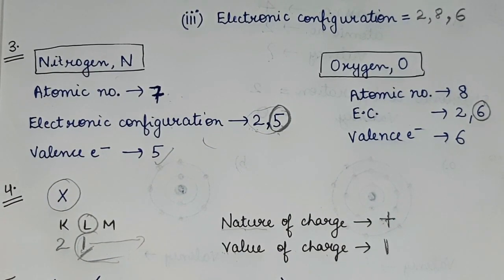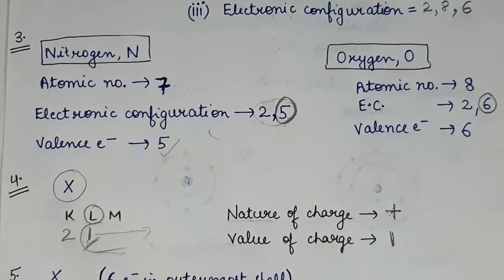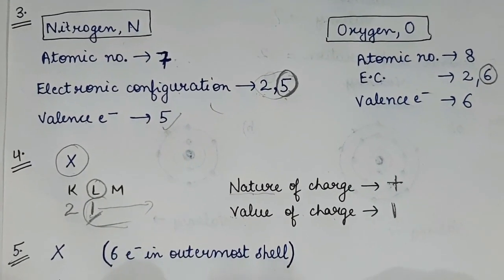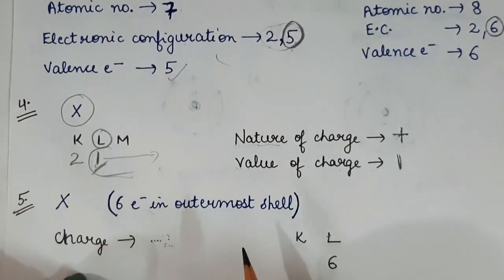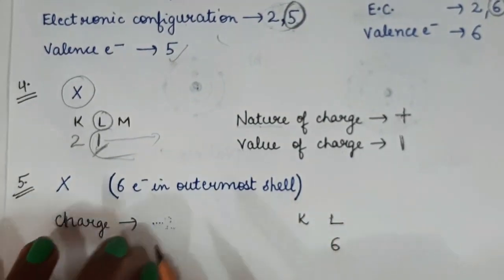Coming to question number 5. In an atom of an element X, 6 electrons are present in the outermost shell. If it acquires noble gas configuration by accepting the required number of electrons, then what would be the charge on the ion so formed? Okay, 6 electrons are present in the outermost shell, and it is accepting the number of electrons to acquire the noble gas configuration. You have to calculate the charge.